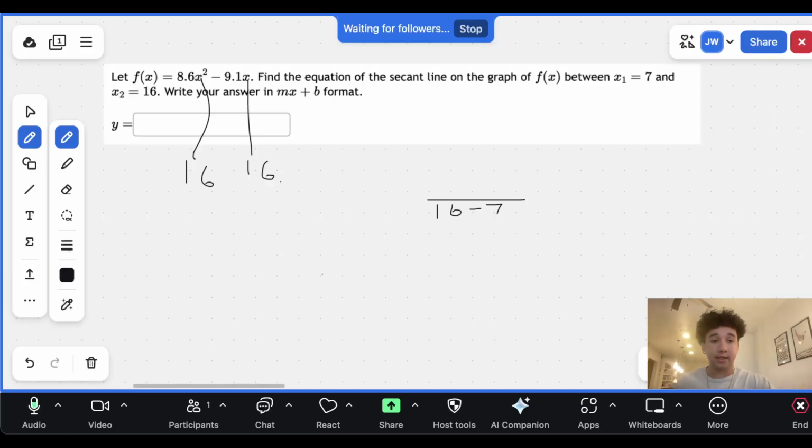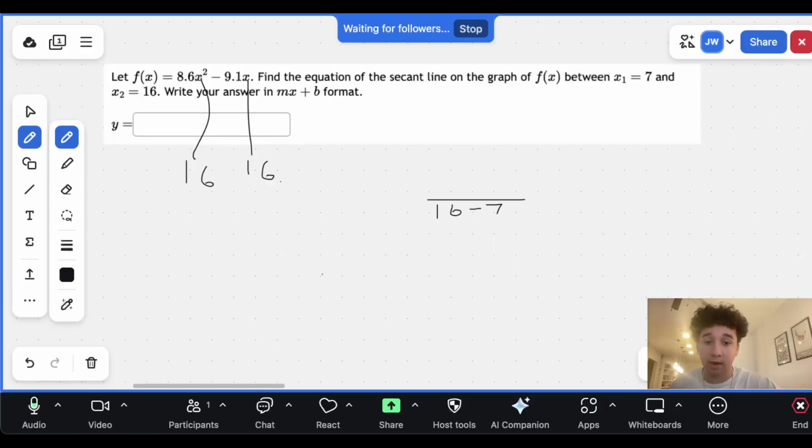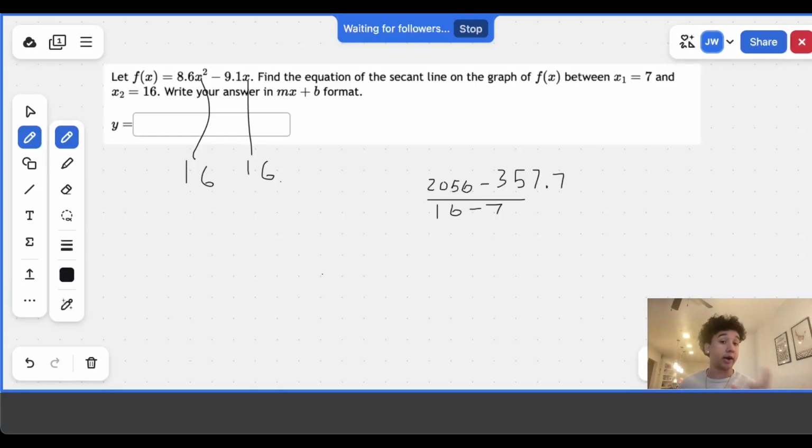Now in this case here, when I multiply it by 16, I'm going to end up getting 2,056 minus, I'm going to do the same thing with 7. Right now I'm inputting a different value, and that's going to give me 357.7. Perfect. Now I have it set up. I have the distance between my y values and the distance between my x values, so I have the slope.